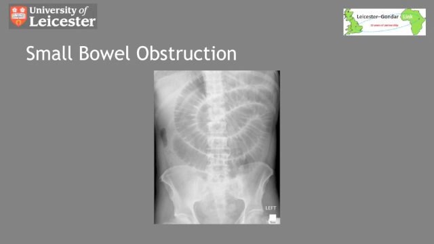This x-ray shows small bowel obstruction. The valvulae extend the whole way across the bowel, confirming that this is dilated small bowel, and there is no large bowel visible, which confirms this is a small bowel obstruction.